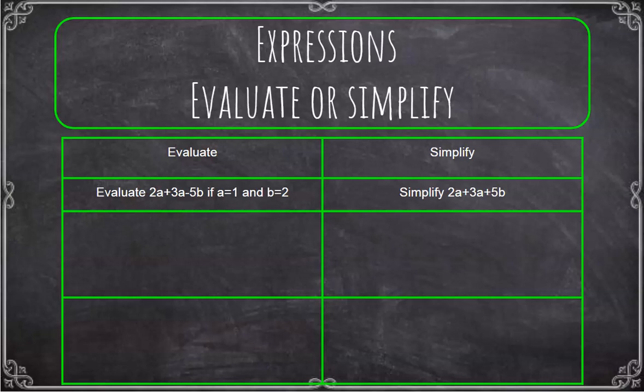When you simplify, you'll still end up with an expression. So when you evaluate, you'll have one number as the answer. When you simplify, you will still have an expression at the end. So let's evaluate 2a plus 3a minus 5b.